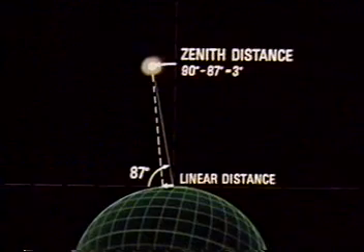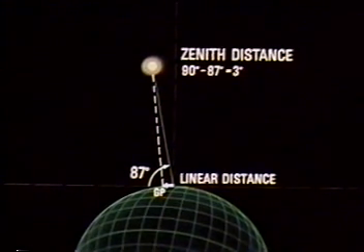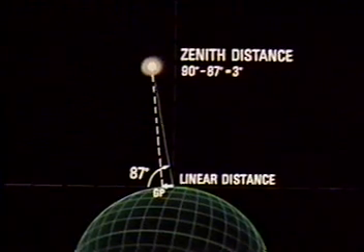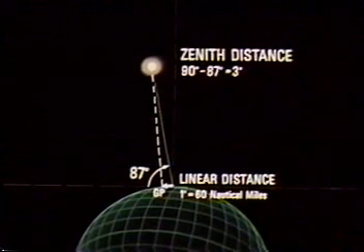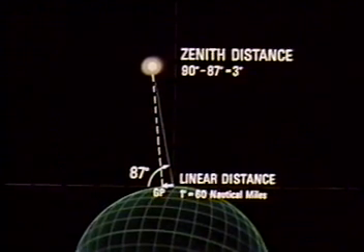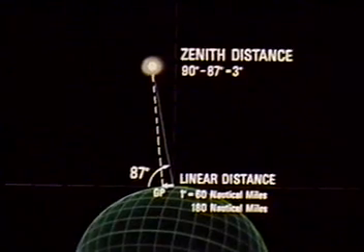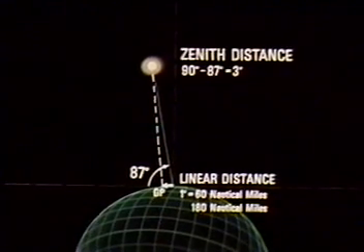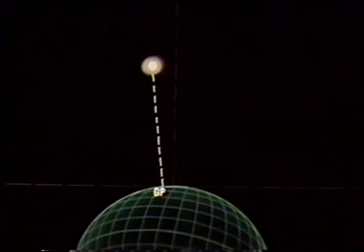This can be translated into linear distance on Earth, the distance in nautical miles from the body's geographic position to your position. 1 degree equals 60 nautical miles, so 3 degrees equals 180 nautical miles. To locate your line of position, you must first determine the coordinates of the GP.